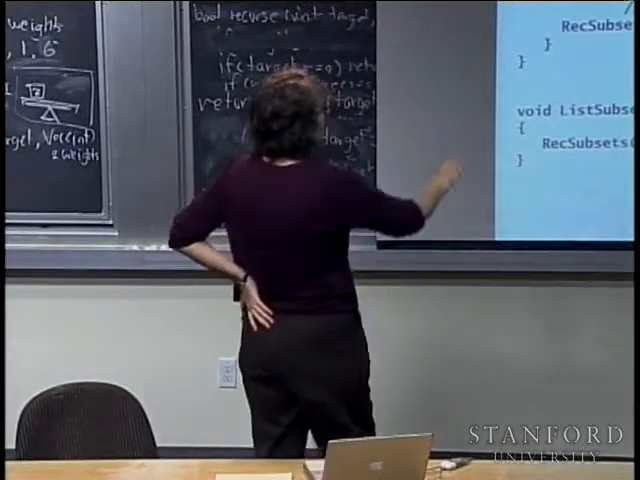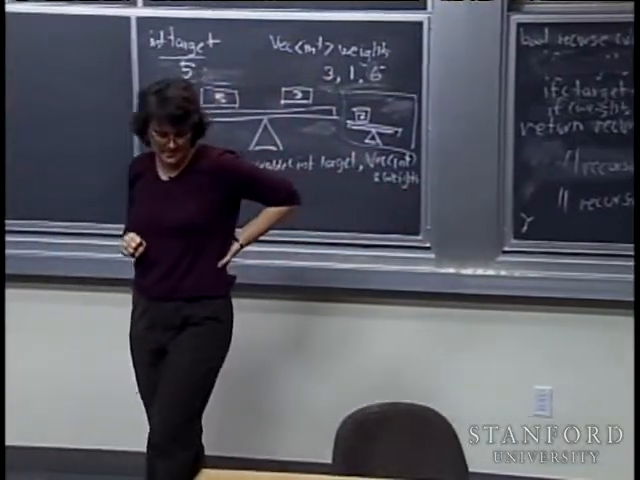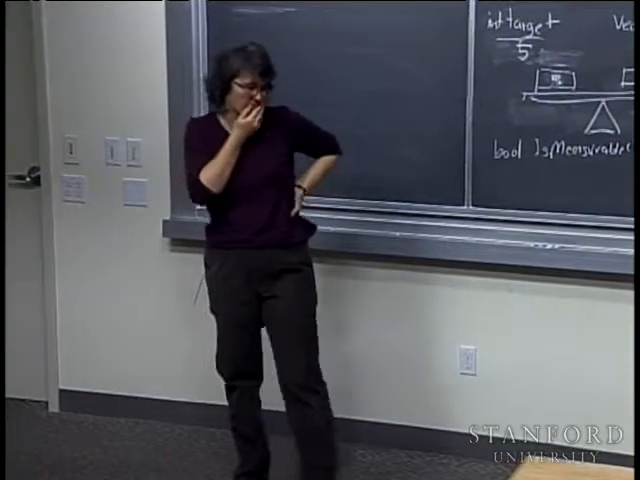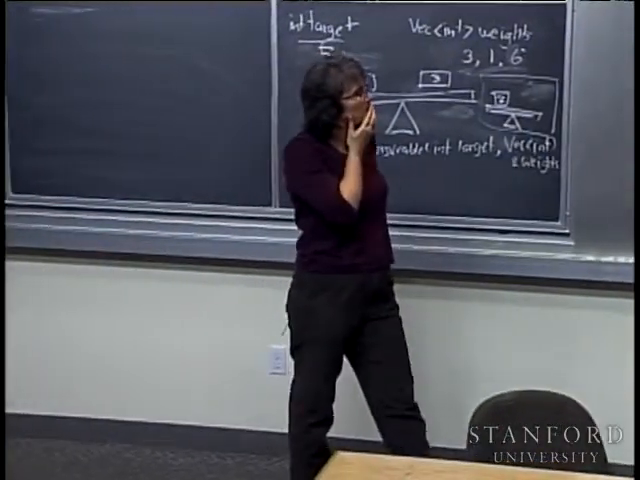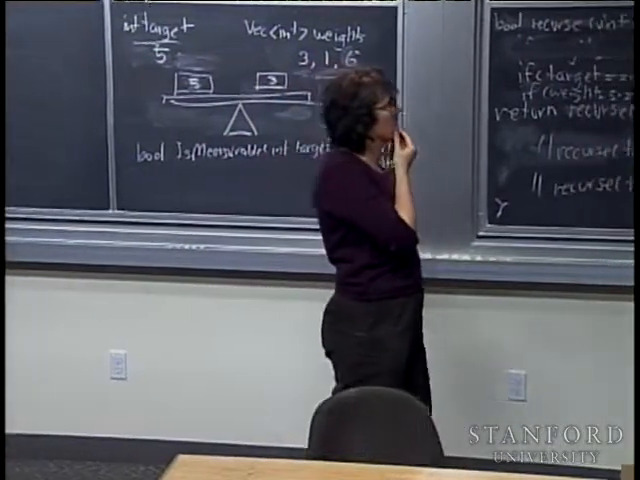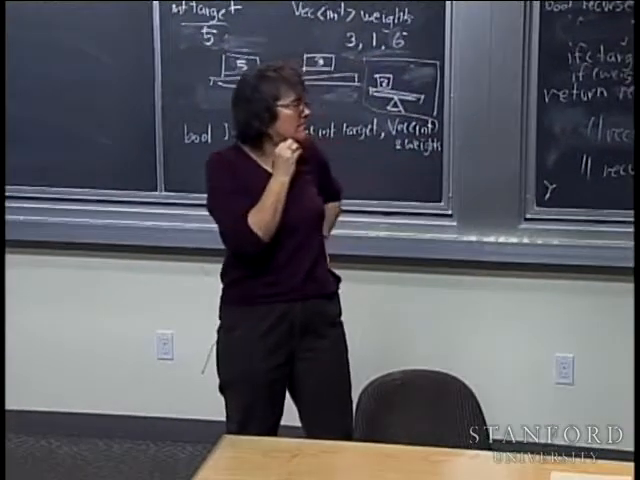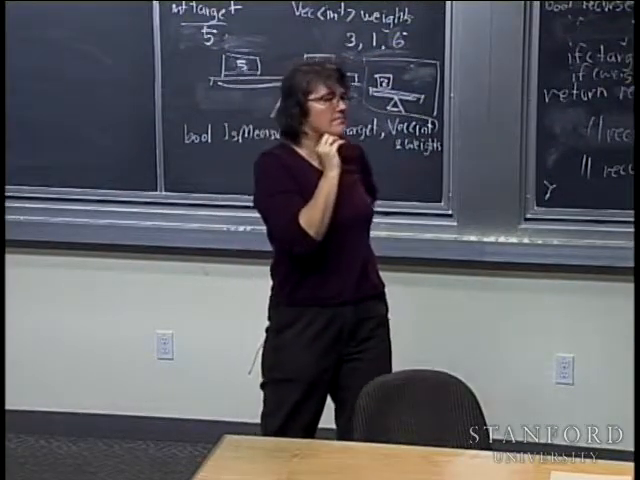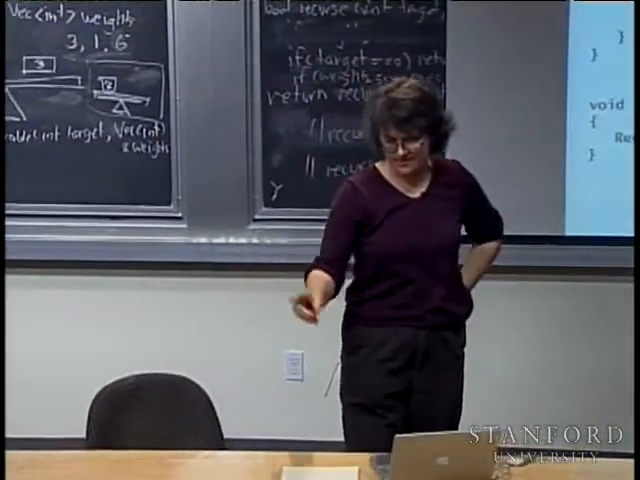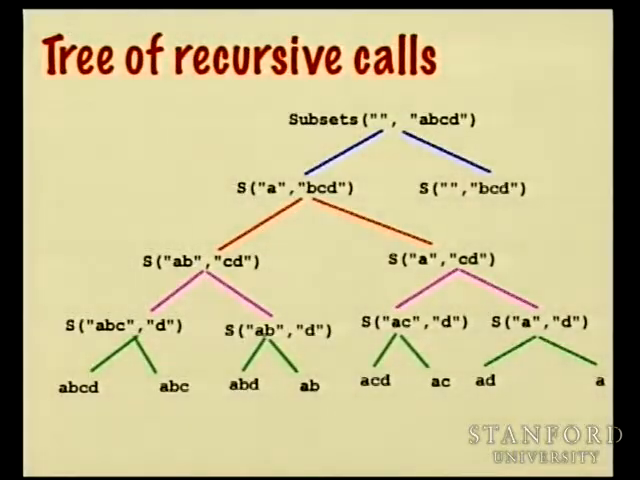So given the way this code is written, what is the first subset that's printed if I give it the input A, B, C, D? A, B, C, D, just like it was with Permute. Everything went in. What is the second one printed after that? ABC.